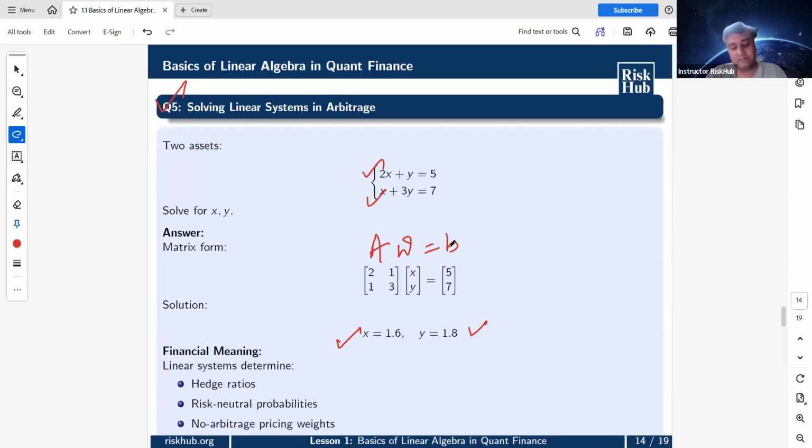And this structure appears everywhere. When we look at your hedge ratio, how many futures contracts hedge this portfolio, you solve linear equations. When you look at your risk neutral probabilities, binomial option pricing, again a linear system. When you look at no arbitrage pricing, modern derivative pricing is based on solving systems under no arbitrage constraints. So it is extremely important to understand that a huge amount of finance boils down to finding your weights satisfying your constraints. This is your linear algebra, right? Which we need to understand very clearly.